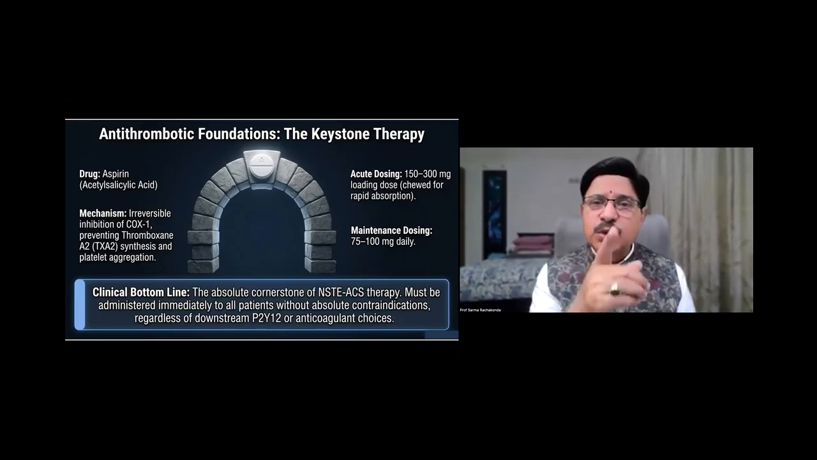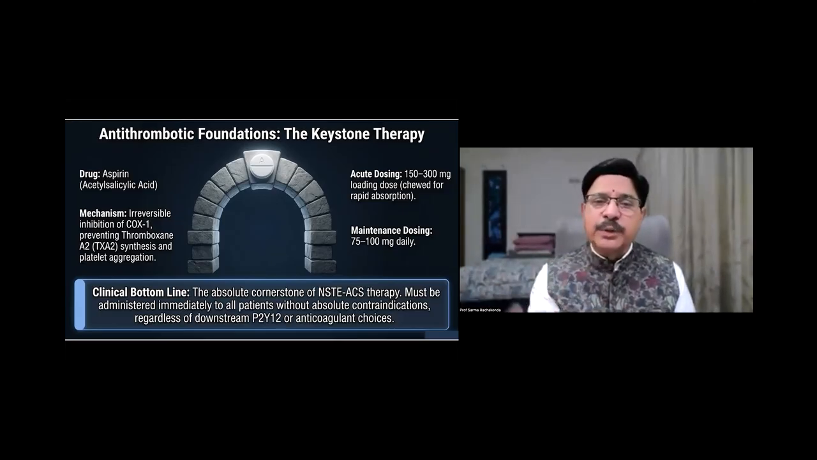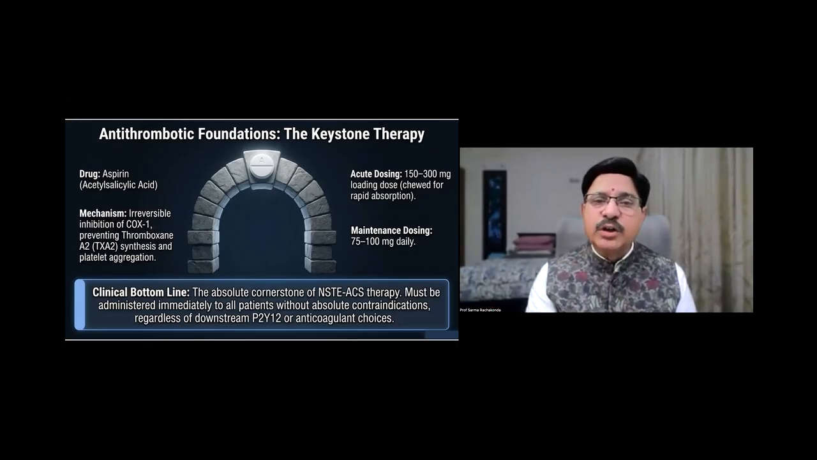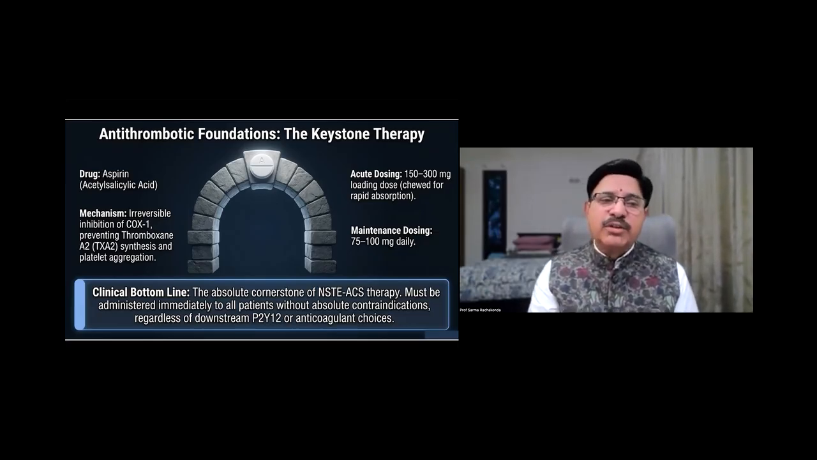This is the keystone therapy of antiplatelet therapy. Anything else is an add-on treatment on aspirin. You have to use DAPT, double antiplatelet therapy. In the DAPT, the fundamental keystone is aspirin. You add another agent. How does it work? It is a COX-1 inhibitor, irreversible inhibition of the COX-1 enzyme.